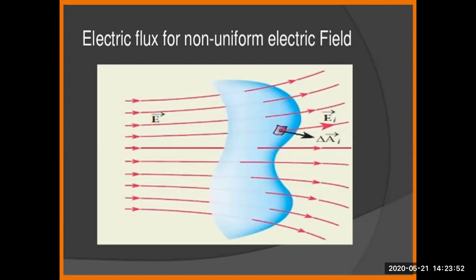For a non-uniform electric field, the line crosses through, and this is a blue area which is non-regular. So it is divided by delta A into many parts. Each delta A is a rectangular part which has a uniform area. So we will have to make use of the summation, sigma from 1 to n, because we will have to divide this blue area into n rectangular components.